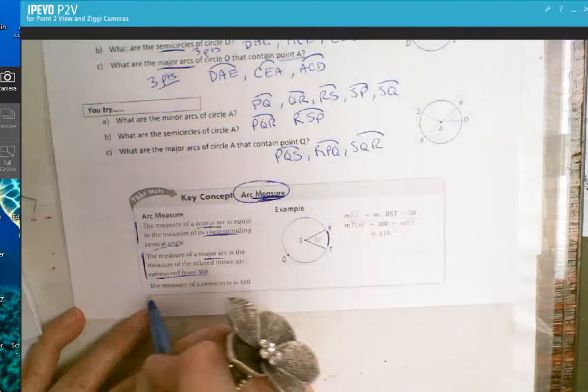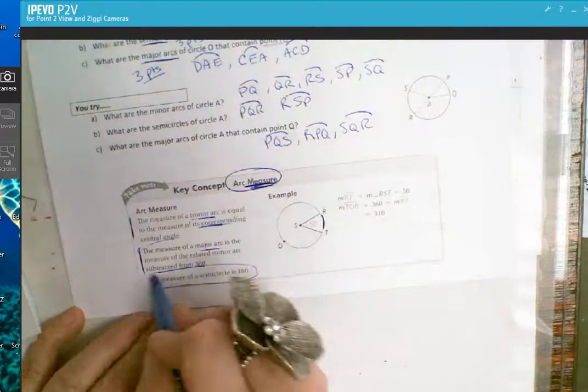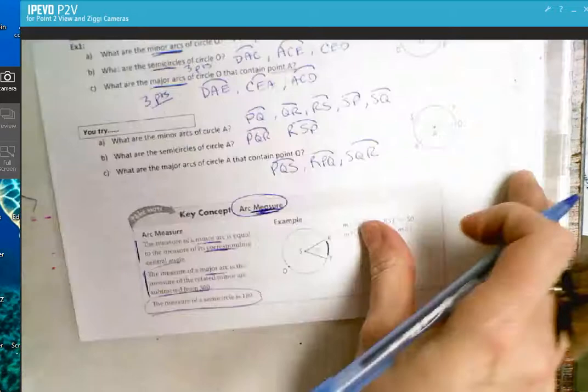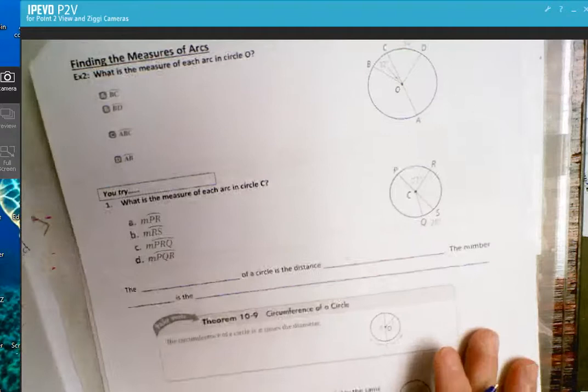And then the measure of a semicircle is halfway around your 360, so it's 180. That one we already know. So let's take a look at some special kinds of arcs and finding some arc measures.